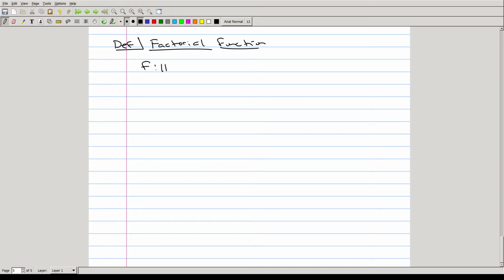This is a function from the natural numbers into the natural numbers that can be defined in a variety of different ways. So I'm actually going to give two separate definitions of this. But in general, if you say f of some natural number, the factorial function of some natural number, the notation you use is n with an exclamation point next to it.